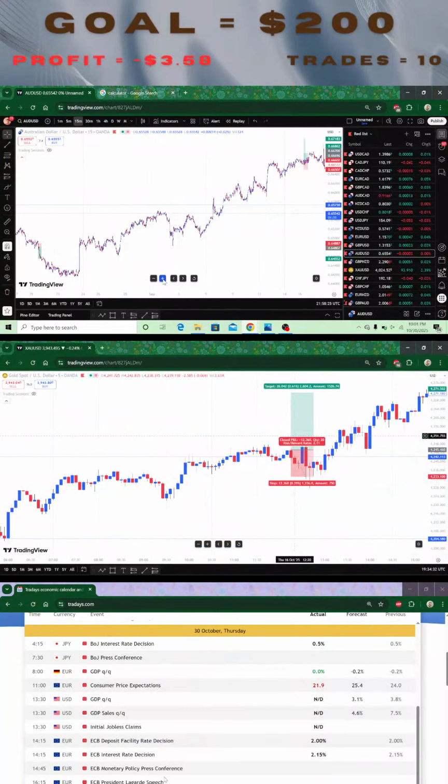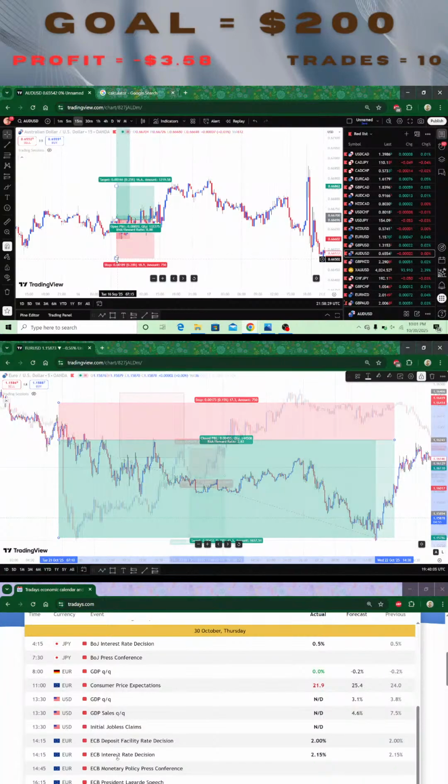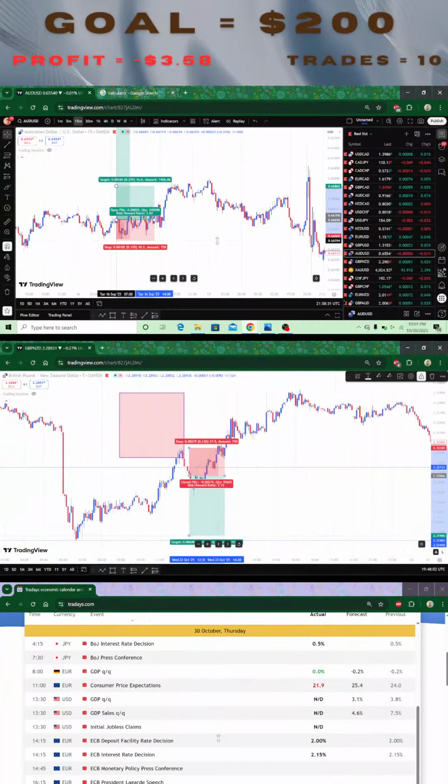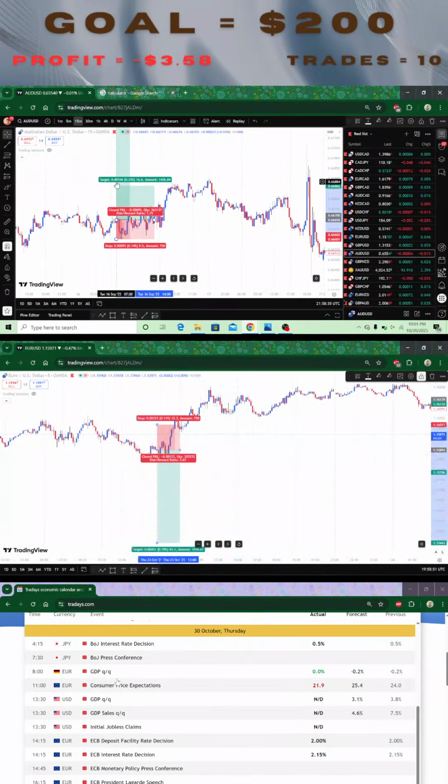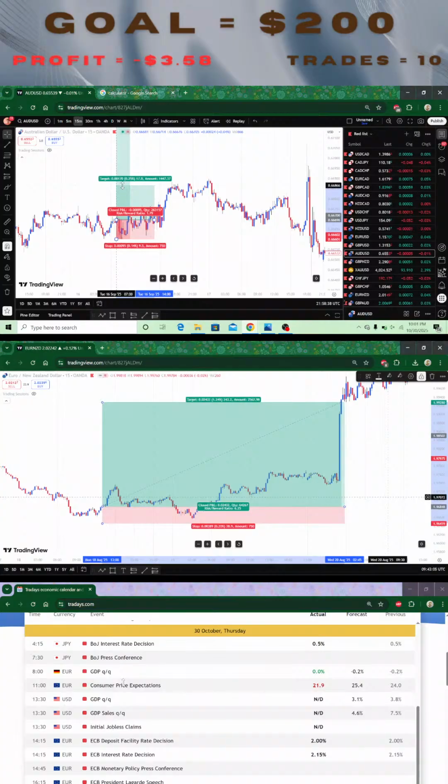Okay, let me set it up properly. So now this is supposed to be the ideal. Okay, let's look at it this way. So 1:2.